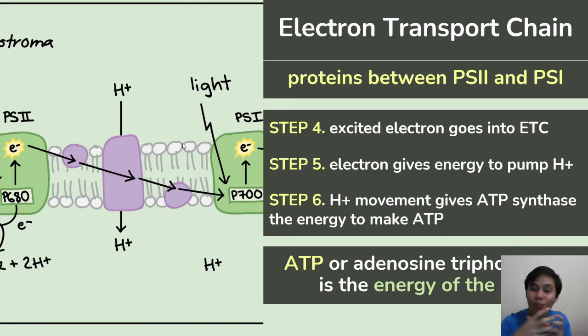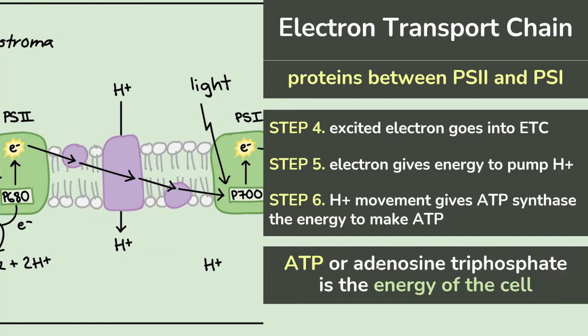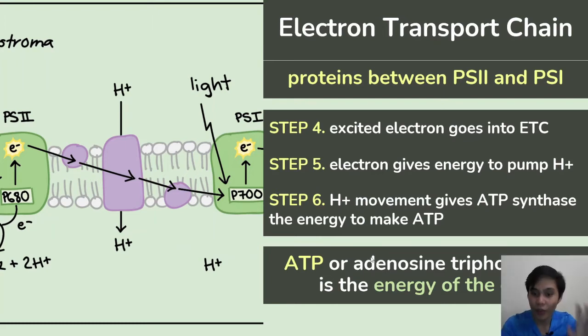And when it diffuses back outside, this is coupled with your ATP synthase. So the diffusion of hydrogen ions back out will power your ATP synthase. So your ATP is your adenosine triphosphate. It's the energy of your cell. So that's the first product that we're gonna take note of, ATP. So again, ATP is one of the products of your light-dependent reactions, and it's made in the electron transport chain.